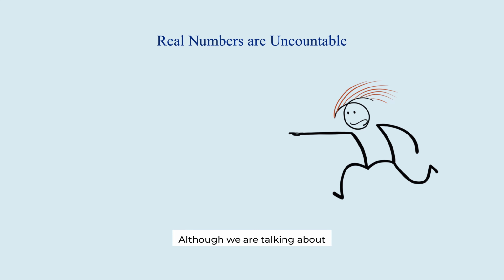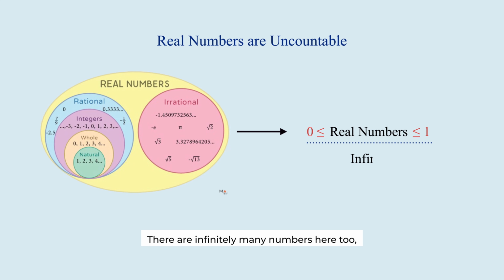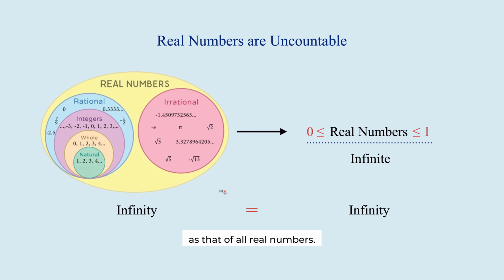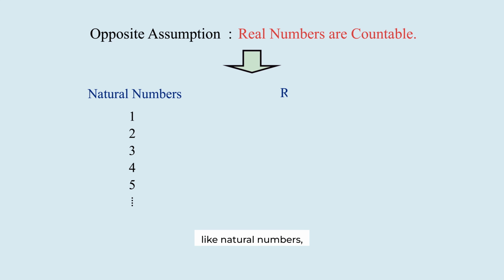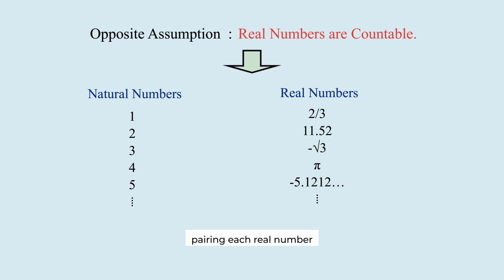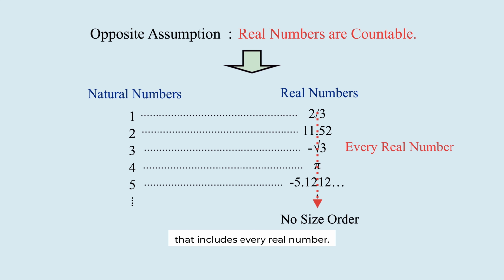Although we are talking about all real numbers, we'll only use real numbers between 0 and 1. There are infinitely many numbers here too, and the size of this infinity is mathematically the same as that of all real numbers. What does it mean to say real numbers are countable? It means that, like natural numbers, we could list them one by one, pairing each real number with a unique natural number, not necessarily in size order, just any complete sequence that includes every real number.